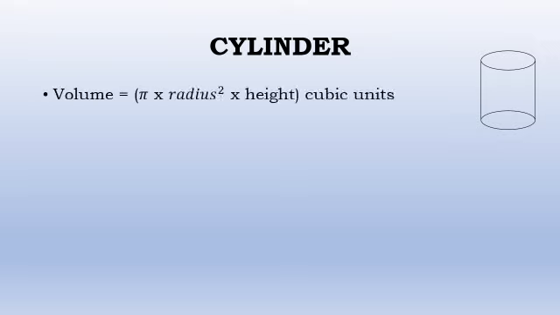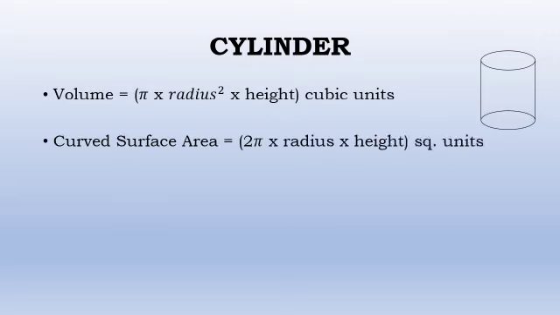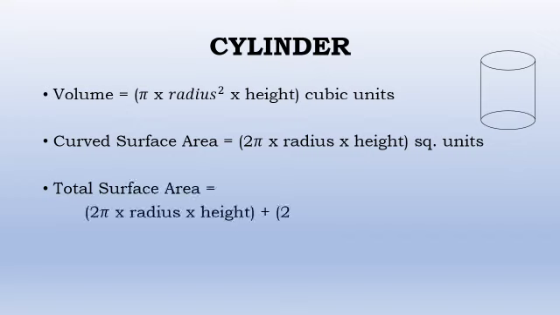Cylinder. A cylinder is a three-dimensional solid that holds two parallel bases joined by a curved surface at a fixed distance. Its volume is given by pi radius square times height. The curved surface area is given by twice pi radius height. Total surface area is given by the sum of twice pi radius height and twice pi radius square.